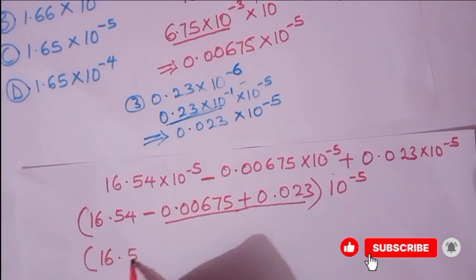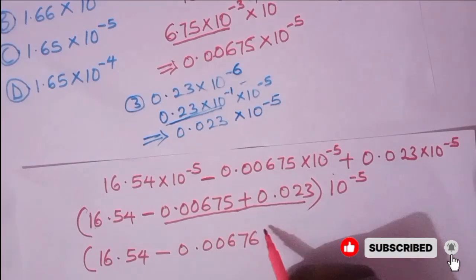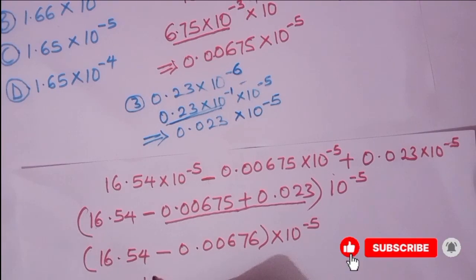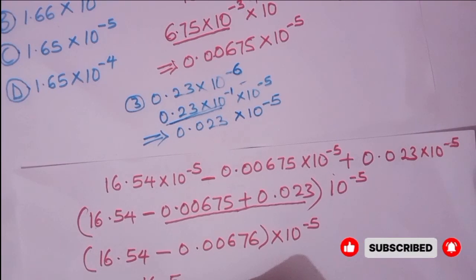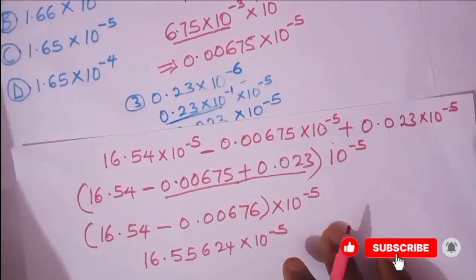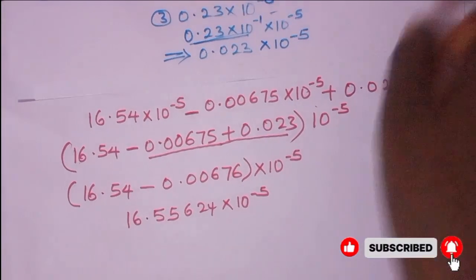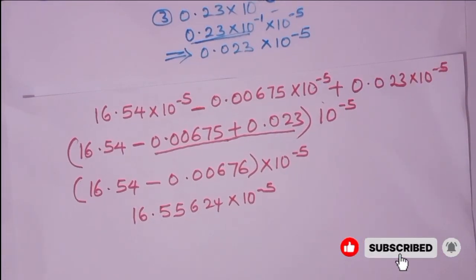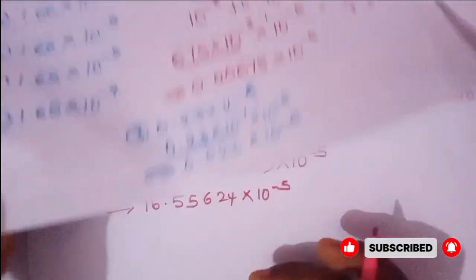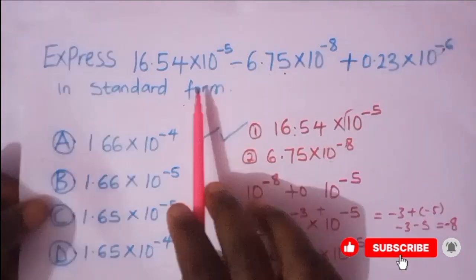So you have 16.54 minus, if you add these two, we have 0.00676 times 10 raised to power minus 5. So we subtract. If we subtract, we have 16.55624 times 10 raised to power minus 5. Once we are done, this is now our answer. But remember, from the question, we are asked to express it in standard form. We are not going to leave it like this. We are to express it in standard form.